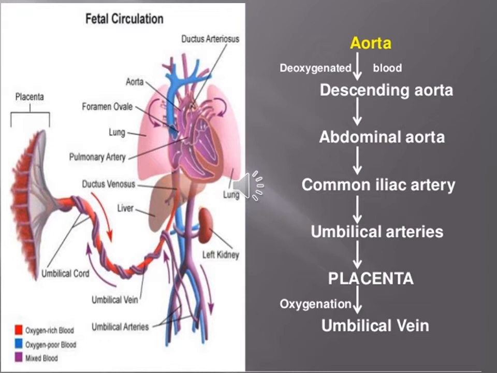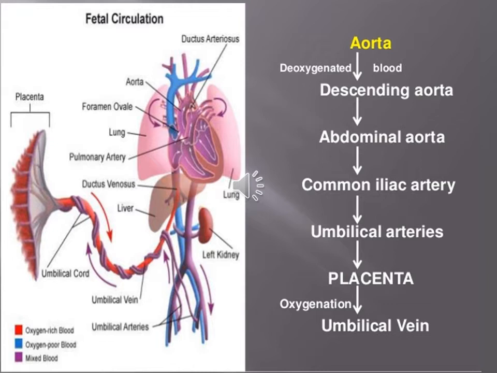As we said, deoxygenated blood in the descending aorta, abdominal aorta, and common iliac goes to the umbilical arteries, then the placenta. Then it will be carried out from the placenta, exchanged with the maternal circulation, which carries nutrients and oxygen, about 80% saturated with oxygen. It will be carried to the umbilical vein and so on. So the fetal circulation will continue.